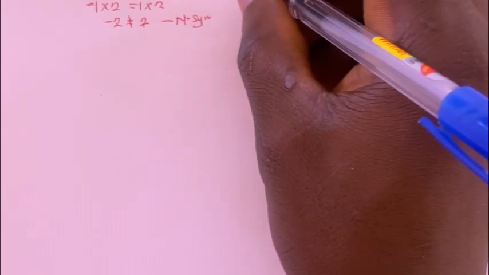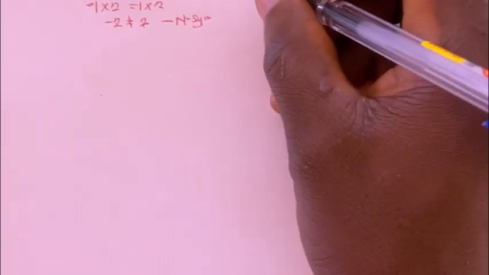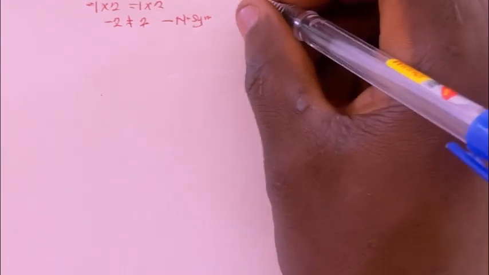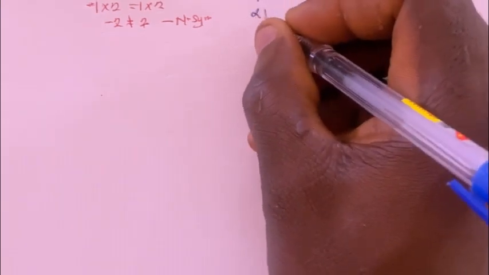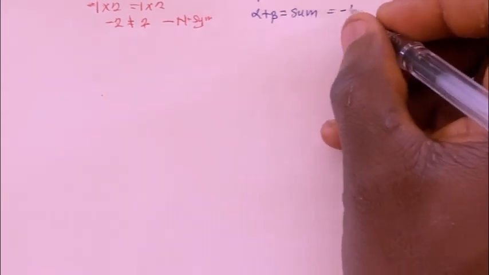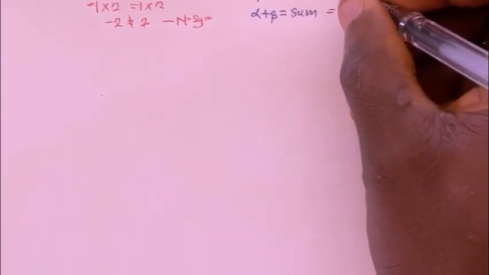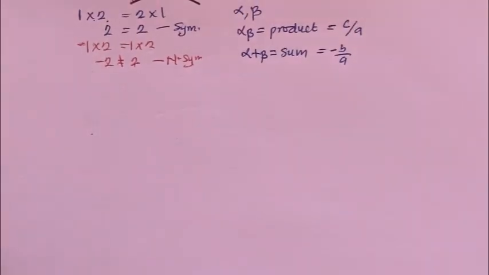So in this video, basically, I'll be showing you how to solve the symmetric properties of roots, how to identify them, and also how to use it to simplify or find the value of the sum of the roots and also the product of the roots. Now, suppose I have alpha and beta, the root of a quadratic equation, whereby alpha beta is the product, and alpha plus beta is the sum. And this sum is equal to minus b over a, while the product is equal to c over a.